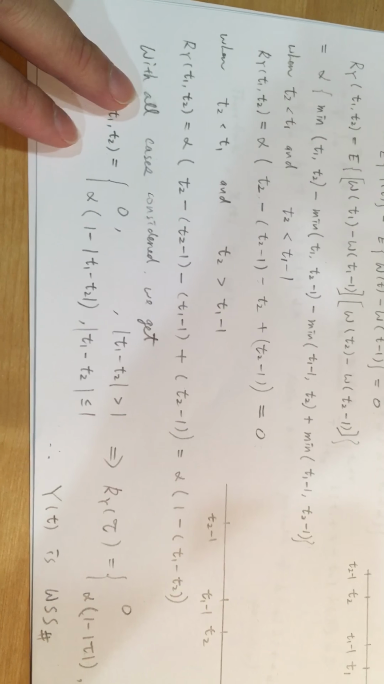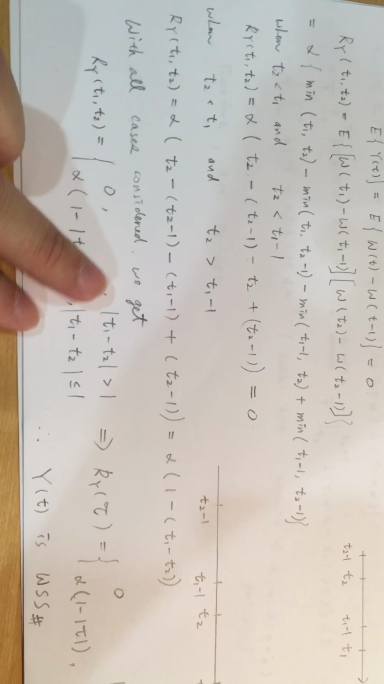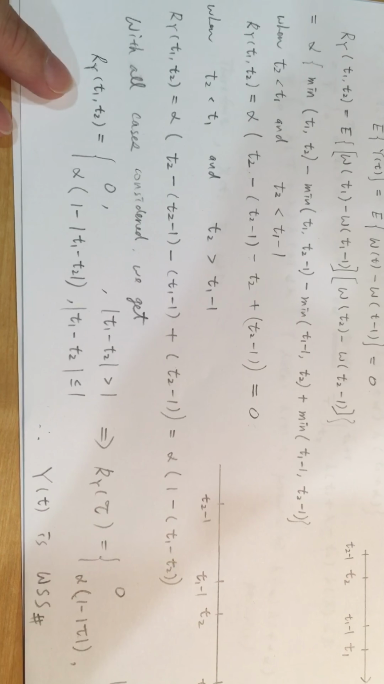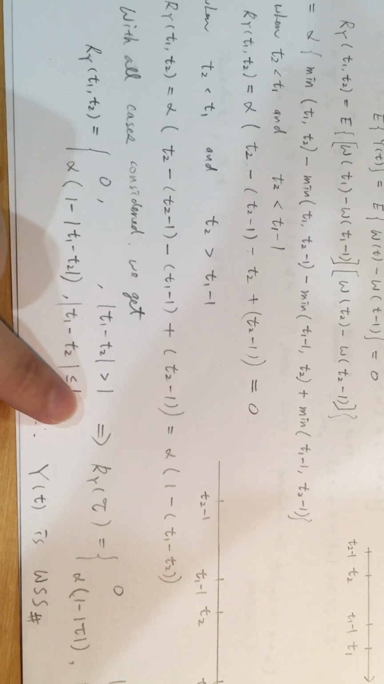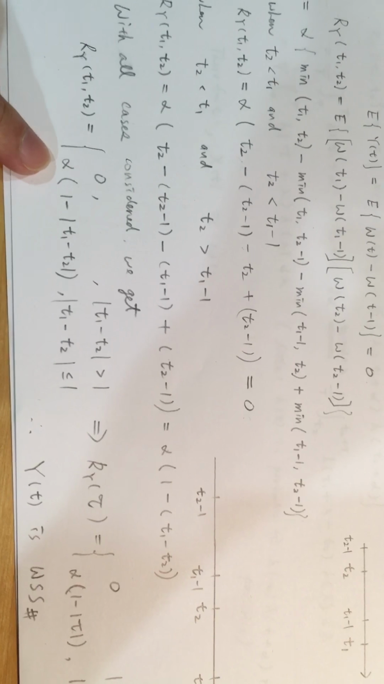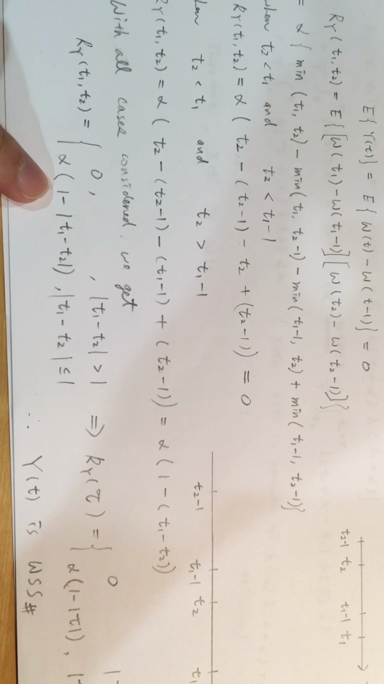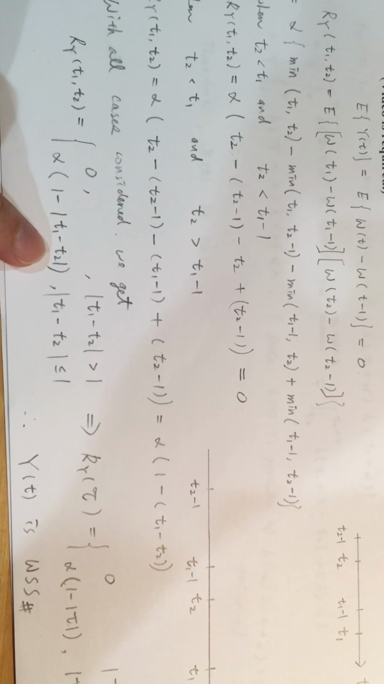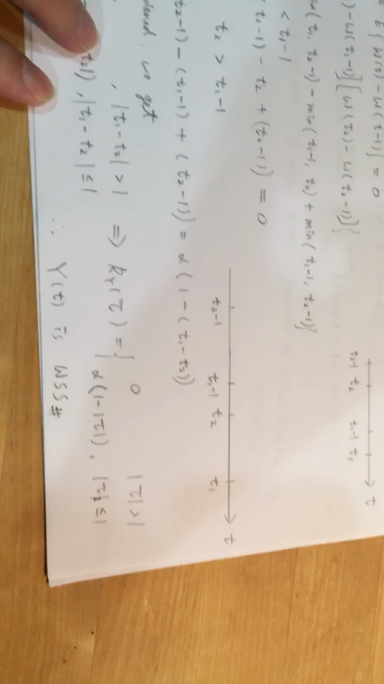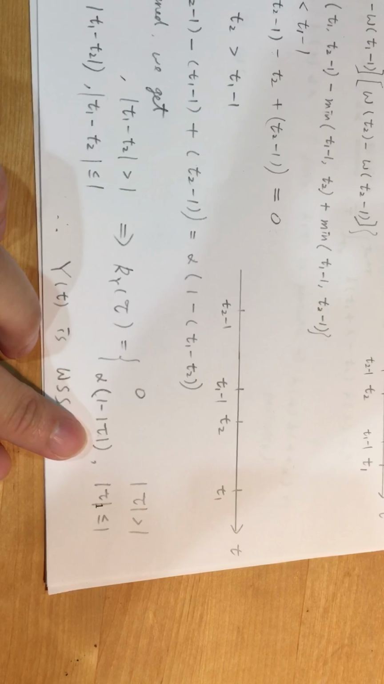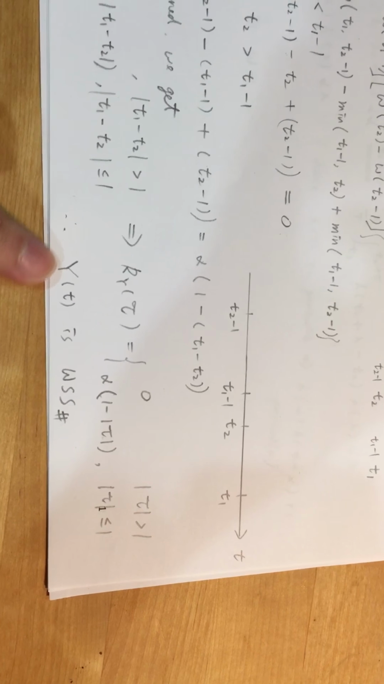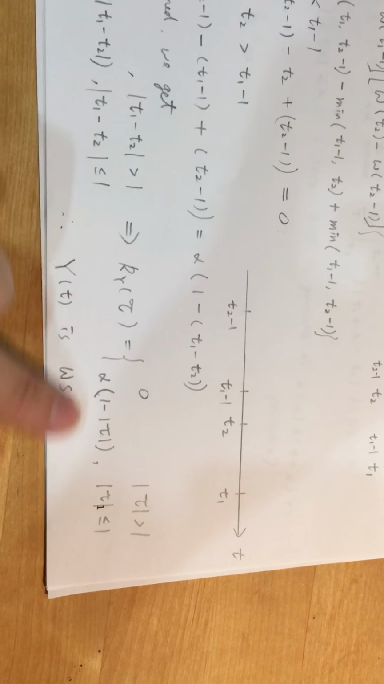And then with all cases considered, we got the correlation equal to 0 when the absolute value of T1 minus T2 is larger than 1, and equal to alpha multiplied by 1 minus the absolute value of T1 minus T2 otherwise. So we can say that Y of t is WSS from the result.